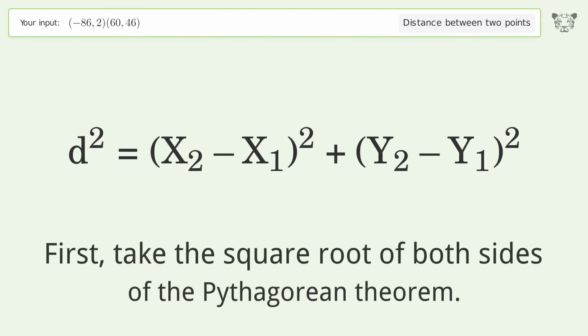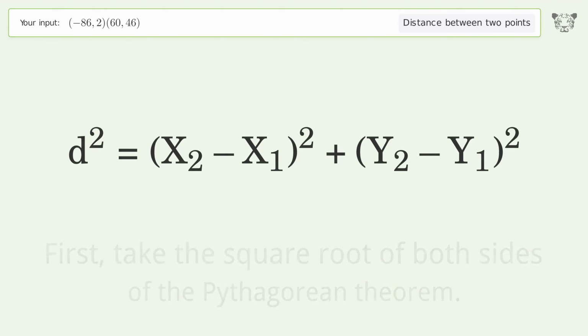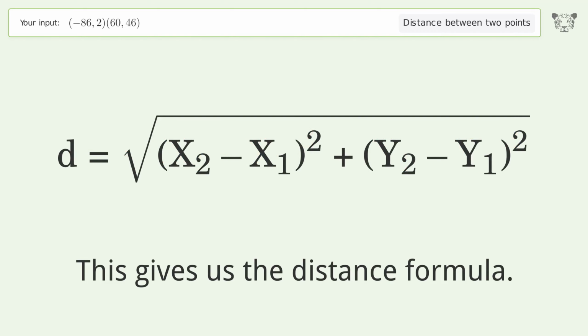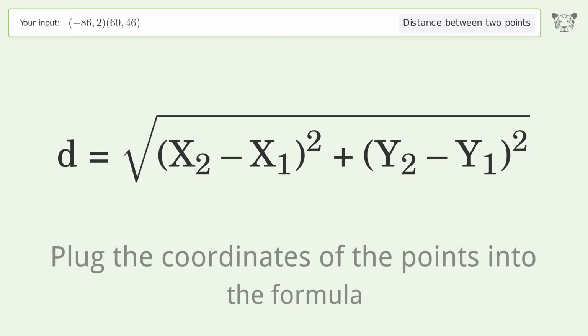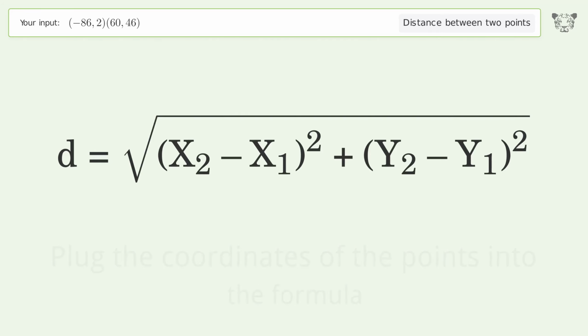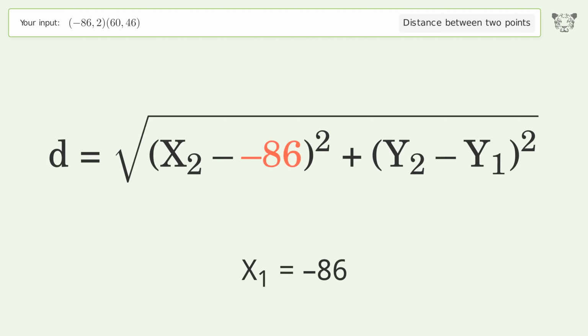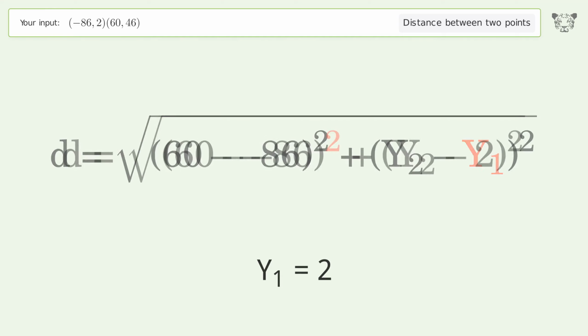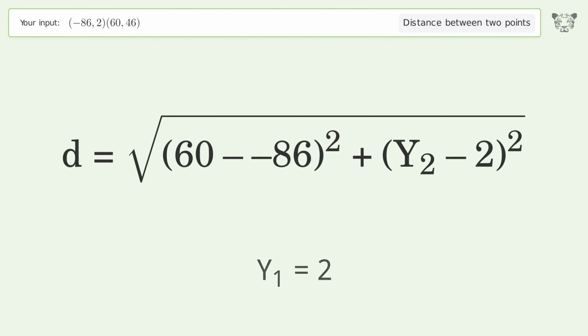First, take the square root of both sides of the Pythagorean theorem. This gives us the distance formula. Plug the coordinates of the points into the formula. x1 equals -86. x2 equals 60. y1 equals 2. y2 equals 46.